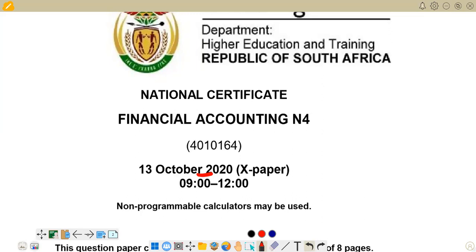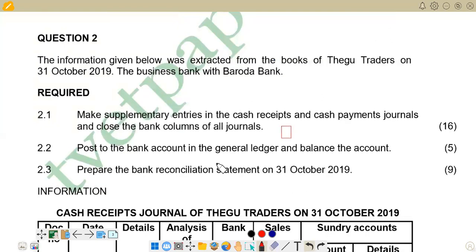So this is what we have, question 2. So if you come here, you see that this is our question 2. And it reads, the information given below was extracted from the books of Tegu Traders on 31 October 2019, the business bank with Baroda Bank.